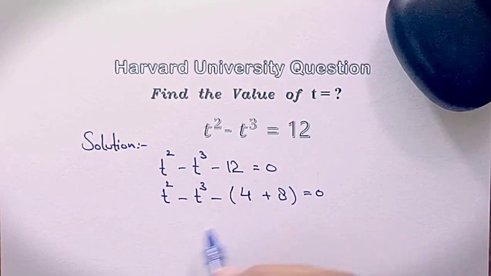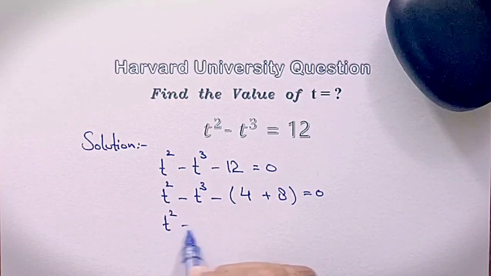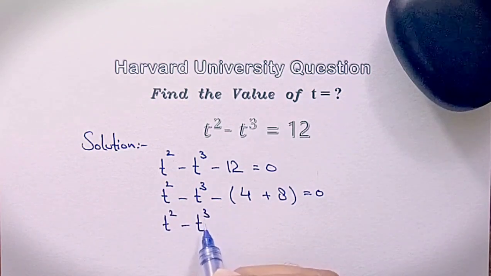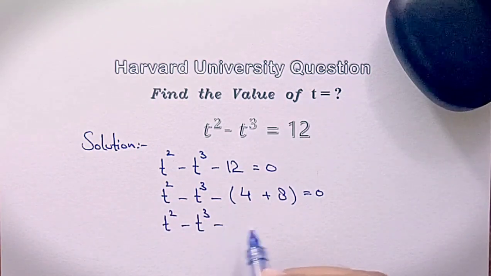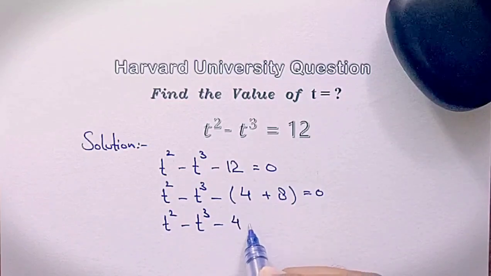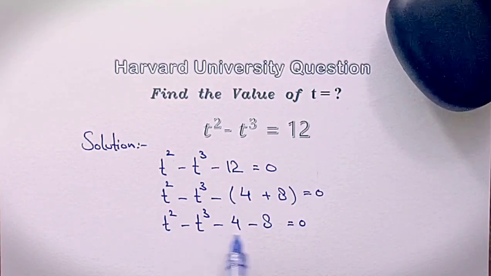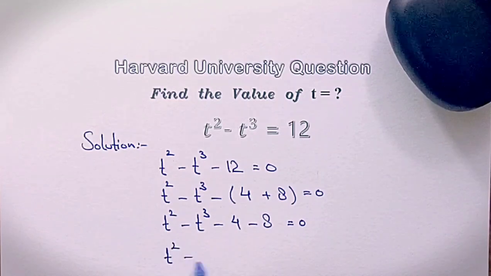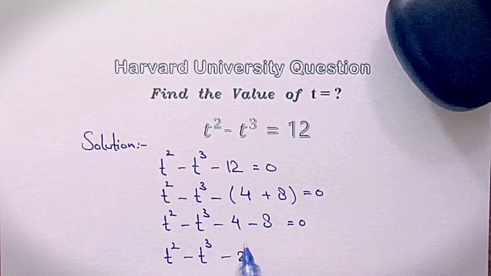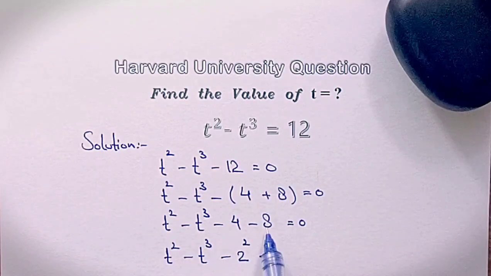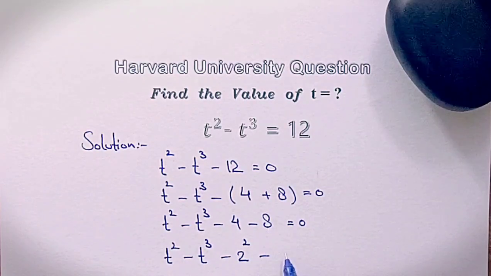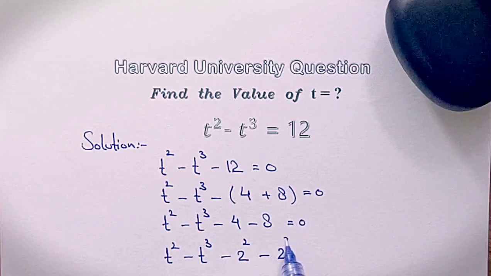Then it will be t power 2 minus t power 3. We take negative inside the bracket, so it will be minus 4, here it will be minus 8, equals 0. Then it will be t to the power 2 minus t to the power 3. Then convert minus 4 into exponent 4, it is 2 to the power 2, and this minus 8 into exponent of 8, that is 2 to the power 3, equals 0.